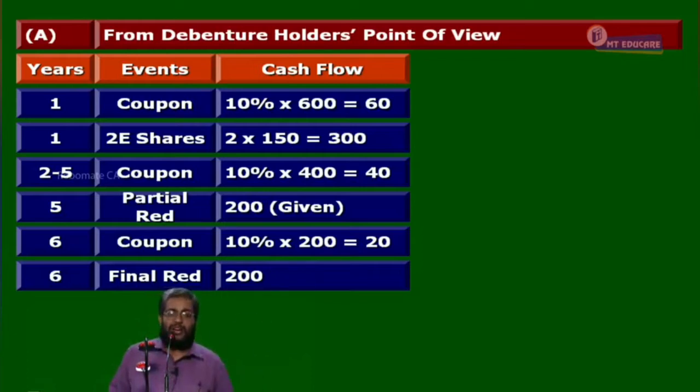Stop writing. Is everybody following or not? The return from this bond is the IRR of these cash flows. At some interest rate, if I discount these cash flows, the discounted cash flow should be equal to the bond price. How much is it? 600. There should be some interest rate at which the discounted cash flow equals 600. That interest rate we call the IRR or YTM of the bond to the bondholder.